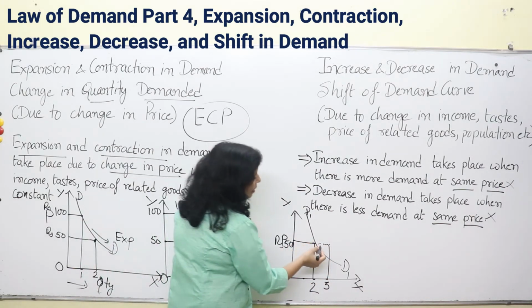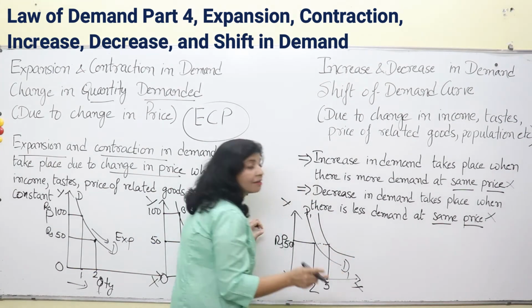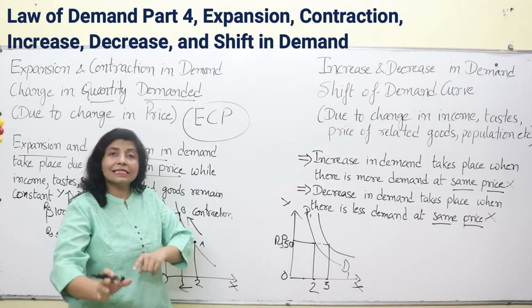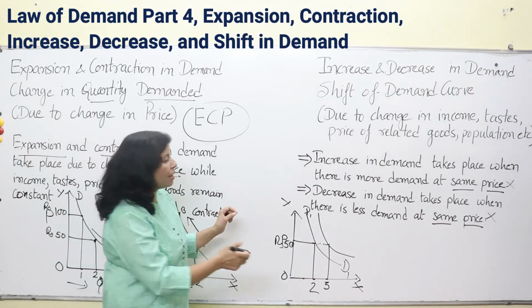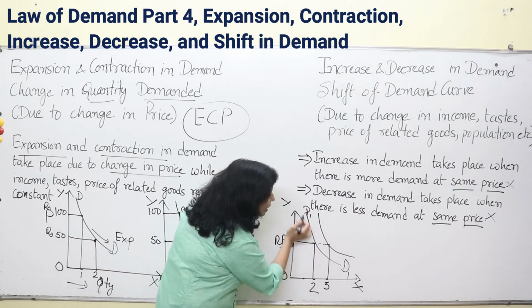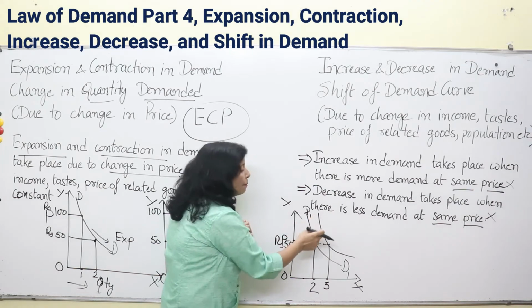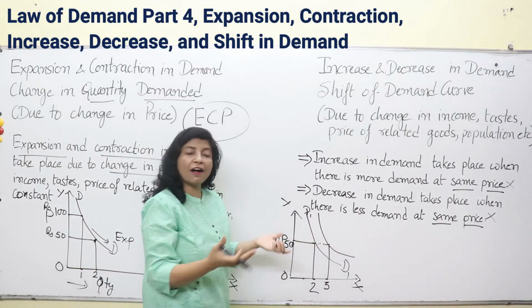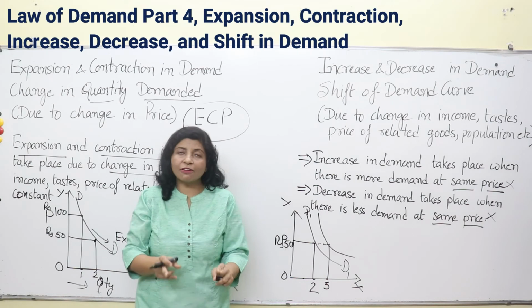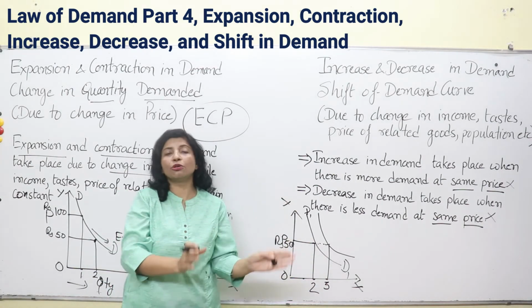So your demand curve will shift. Why? Because the demand curve shows only changes along the same demand curve. This demand curve can only move upwards and downwards, like this only. Either expansion can happen or contraction can happen, but it can't show factors other than price, because the law of demand only tells you the change in quantity demanded due to change in price.